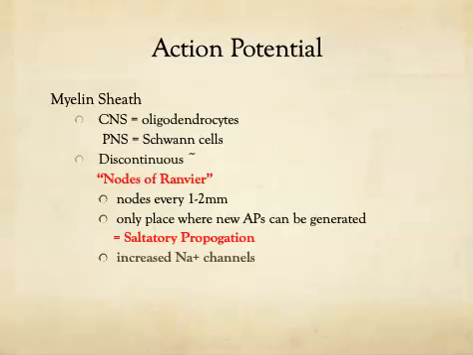We said that the myelin is produced in the peripheral nervous system by Schwann cells, and it's produced in the central nervous system by oligodendrocytes. We said that the myelin sheath is discontinuous, and that the places where there is no sheath get a name. They're called nodes, nodes of Ranvier. Now, these nodes are placed very precisely along the length of the axon, about every 1 to 2 millimeters down the length of the axon.